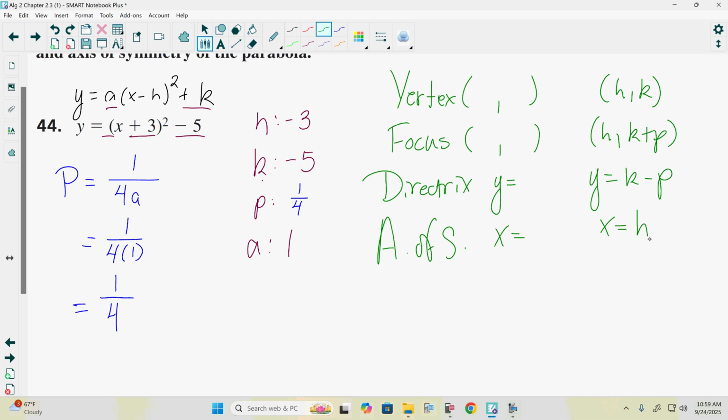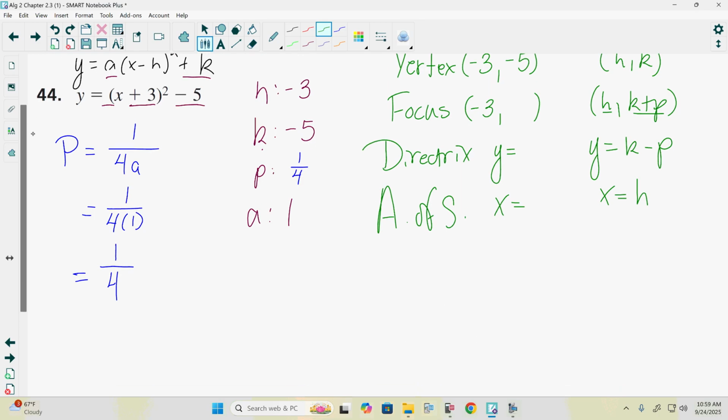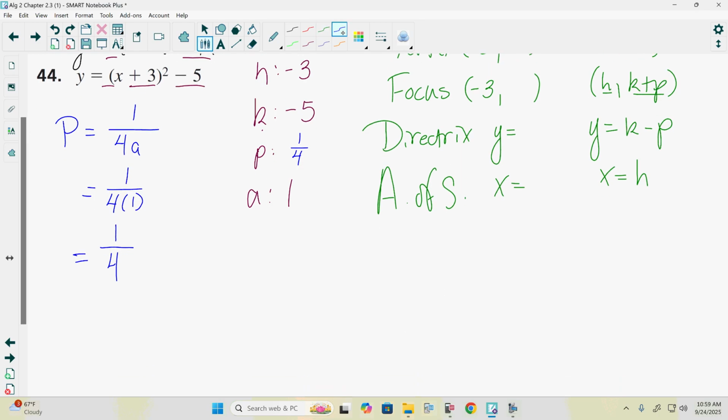So we have all the information we need to find the vertex, focus, directrix, and axis of symmetry. Now the vertex would be the point what? -3, -5. Focus is h comma k plus p. Well, we know what h is. It's -3. K plus p we need to find. Now k is -5. P is 1/4. So we're having to add -5 and 1/4 together.